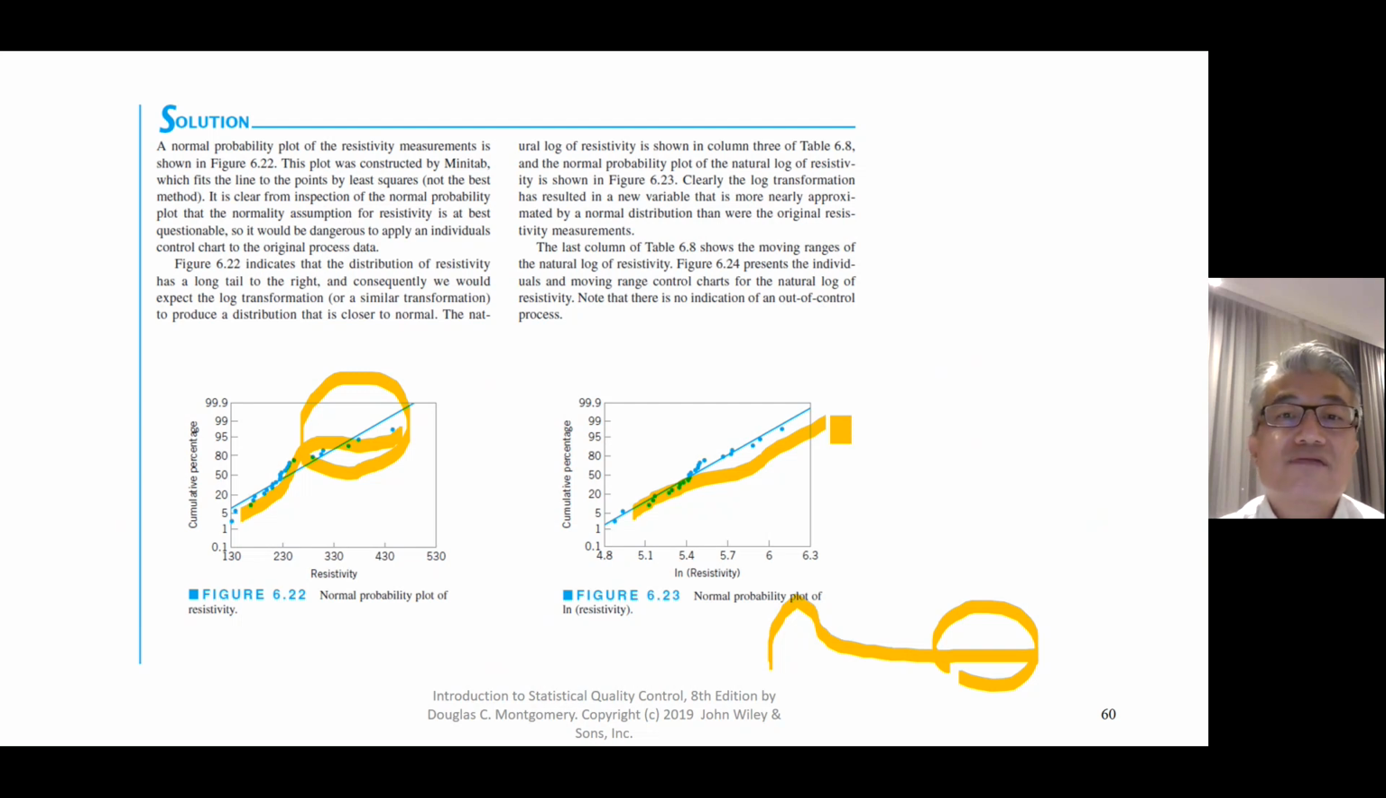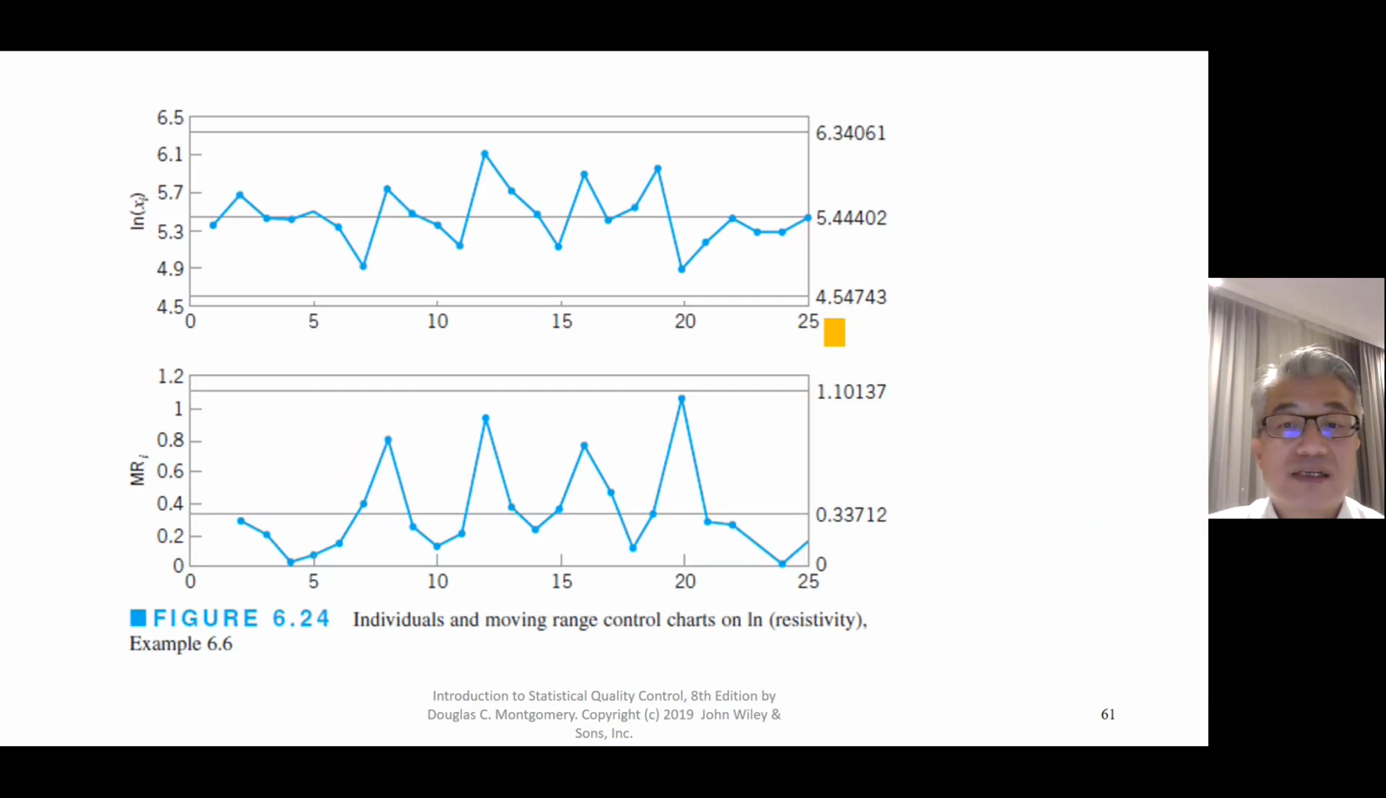The last column of table 6.8 shows the moving range of the natural log of resistivity. Figure 6.24 presents the individual and moving range control charts for the natural log of resistivity. Note that there is no indication of out-of-control. This is the moving range, and this is the individual chart, where we take the natural log of x.